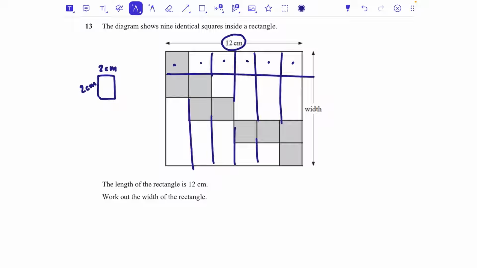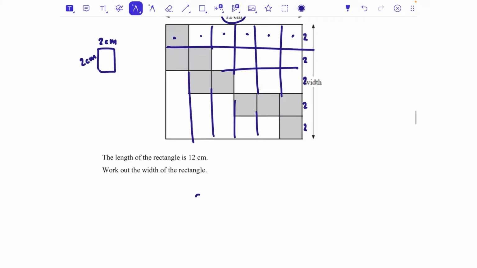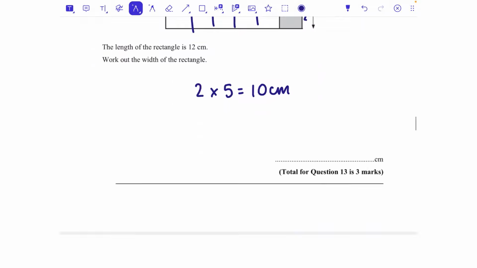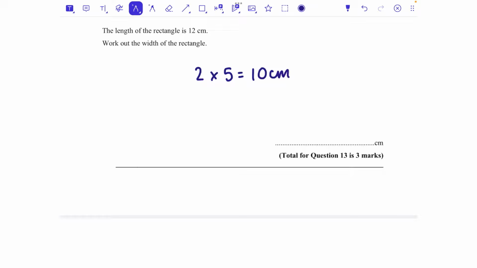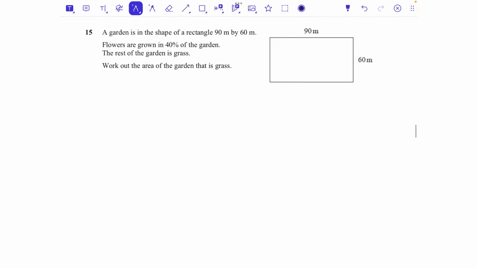The width of the rectangle then, well, let's fill this out again. I can see that it would be 2, 2, 2, 2, 2. So 2 times 5 is 10. 10 centimetres for the width of the rectangle. 10 is our answer there. There we go.